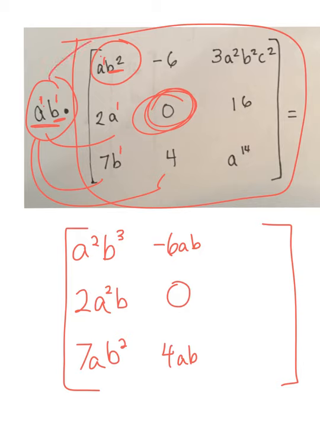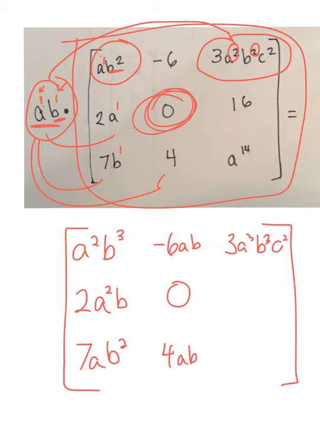This one's a little longer. AB times all this stuff here. So we start with a 3. We have 2 A's here and 1 over here, so we have a total of A to the 3rd. We have 2 B's here and 1 over here, so we have a total of B to the 3rd. And then there's no other C's, so it's just C squared.